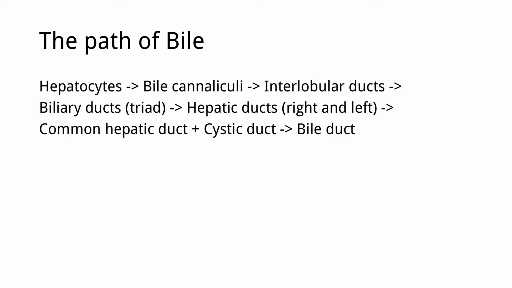For teaching purposes, the liver is considered to consist of hexagonal lobules which drain into the biliary ducts located at the portal triad. Bile is then drained from the right and left parts of the liver to the right and left hepatic ducts, which join to make the common hepatic duct. At the end, the cystic duct joins the common hepatic duct to form the bile duct, which conveys the bile onwards.